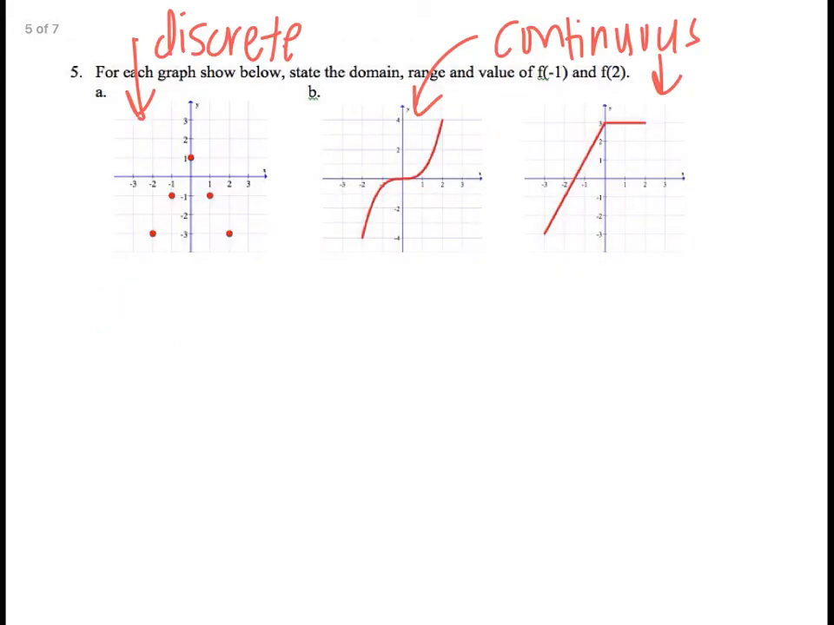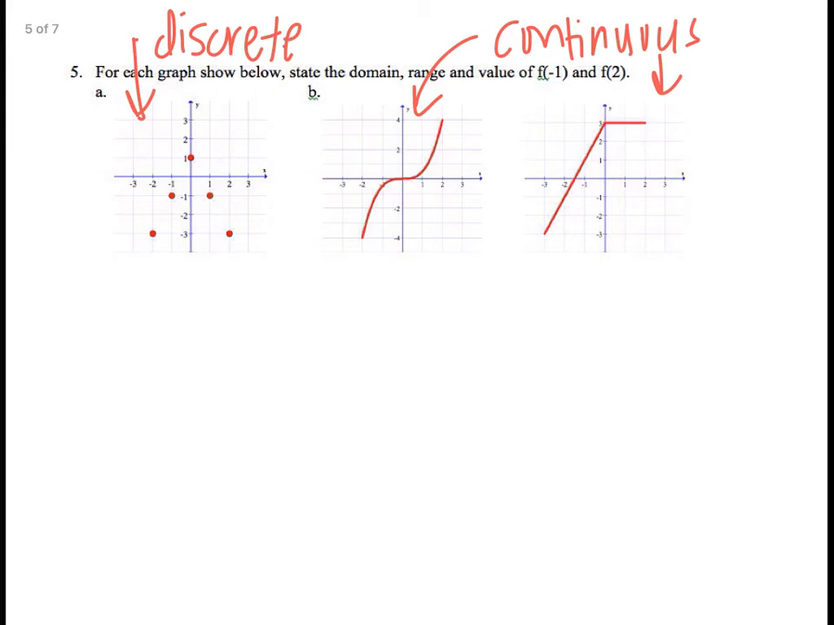Alright, for each graph shown below, state the domain, range, and value of f of -1 and f of 2. So I put a note in right away. The graph in A is discrete, and I know that because it's just dots, they're just points, and they are not connected. B and C are different. I can see that those are curves or lines, and it's connected. It's not just points, and we call that continuous. That's important because our domain and range are written differently if it's discrete versus when it's continuous.